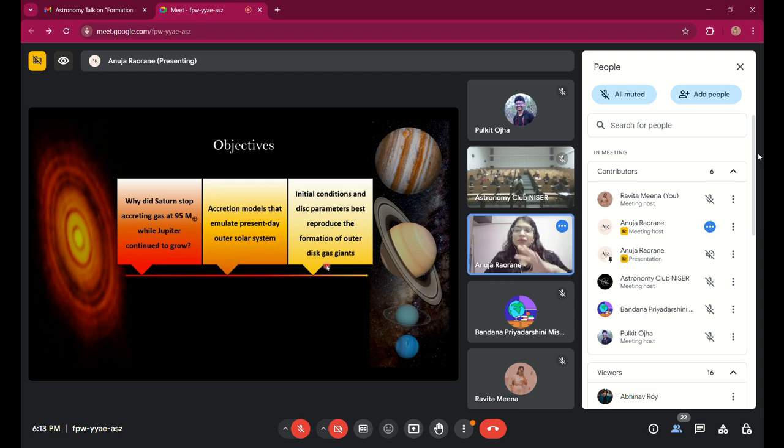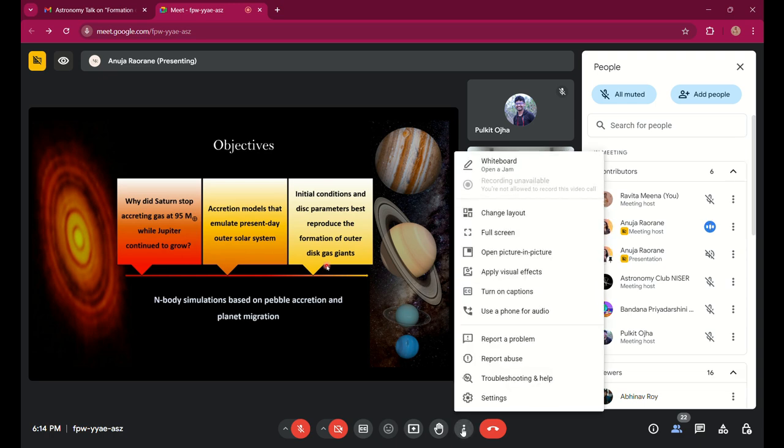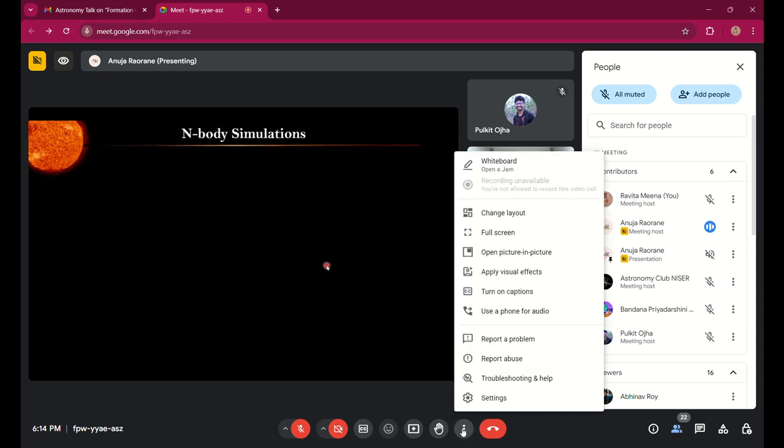So this study is basically based on n-body simulation based on Pebble accretion and planet migration. I'll explain each of these terms in the coming slides. But this is basically a parametric study. Like we choose a set of parameters and see how it affects the formation of these gas giants. So what are n-body simulations?